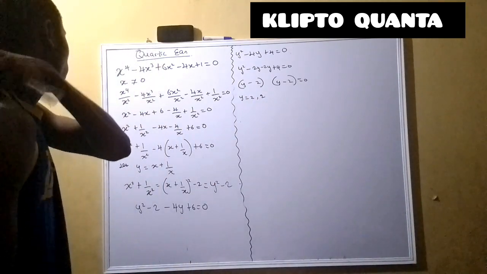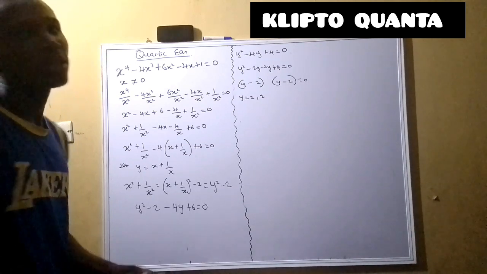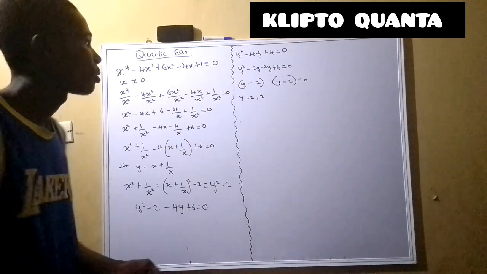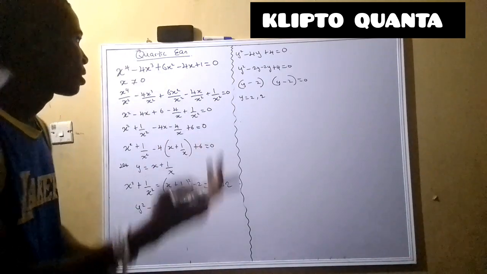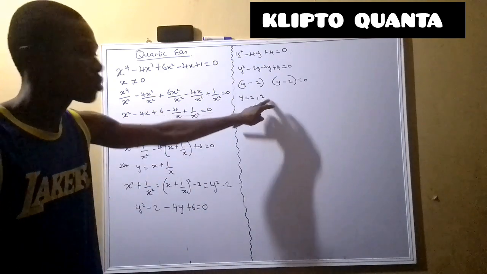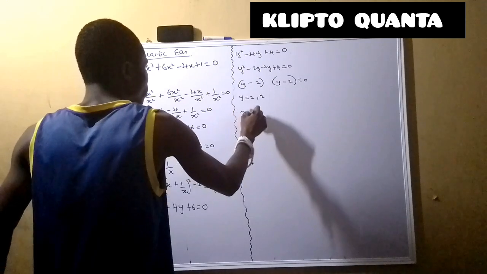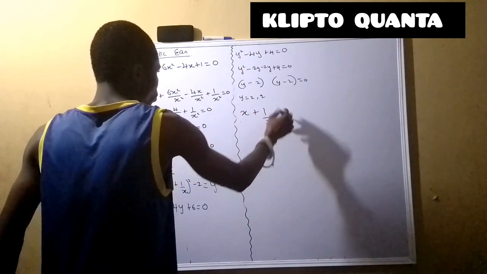Now guys, from this question, this is what you are going to do. Since you know our y is equal to 2, you have to substitute it into this equation to get 4 answers. The first process, y is equal to 2, the second process, y is equal to 2. So from our x plus 1 over x, if x plus 1 over x is equal to y, which is 2.